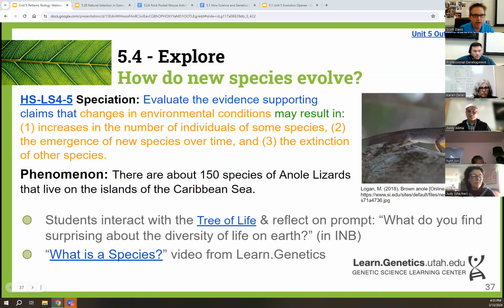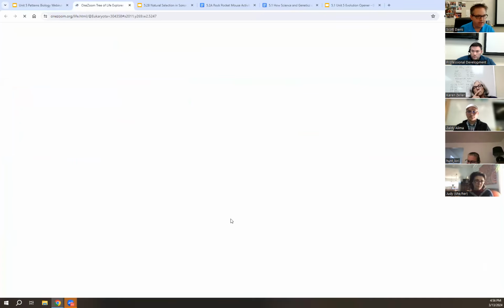So the phenomena here is there are about 150 species of Anole lizards that live on the islands in the Caribbean, around the Caribbean Sea. Before they jump into the actual HHMI lab, the students will interact with the Tree of Life, which if you're going to Google this, the link will take you to the right spot.